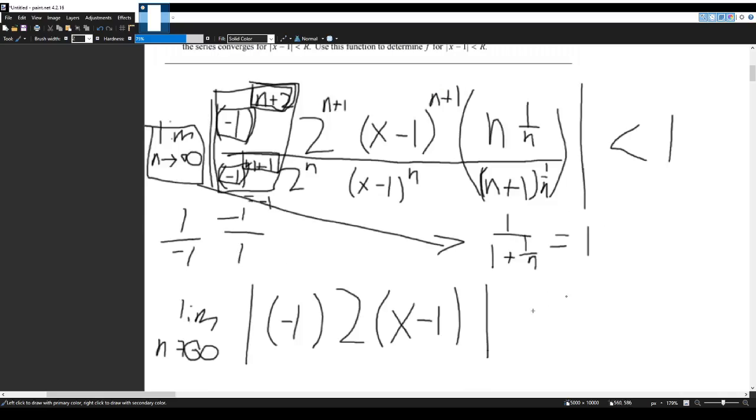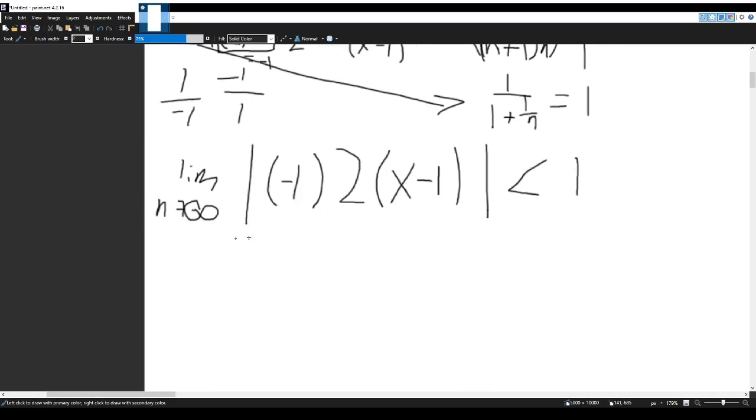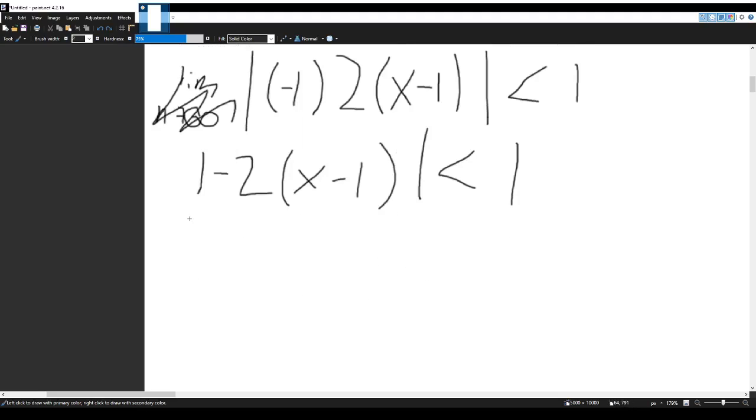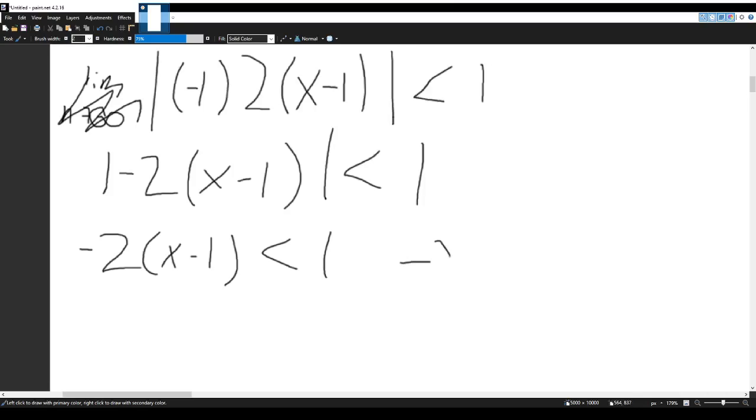So the absolute value of that is less than 1. Now we can get rid of this limit, because we don't even have an n in there anymore. So we're really just saying the absolute value of negative 2 times x minus 1 is less than 1. And remember, we wanted just the x minus 1 part in the absolute value. So what we're going to do is get rid of the absolute value and say negative 2 times x minus 1 is less than 1, and then negative 2 times x minus 1 is greater than negative 1, because that's how you get rid of absolute value, right? You have to split into 2.